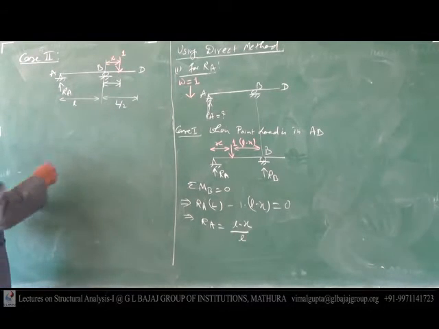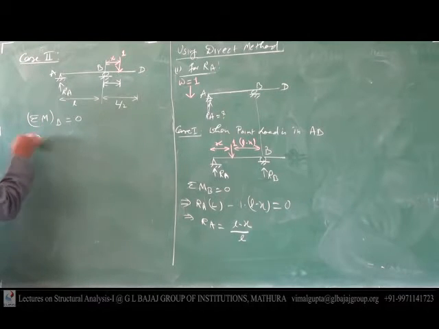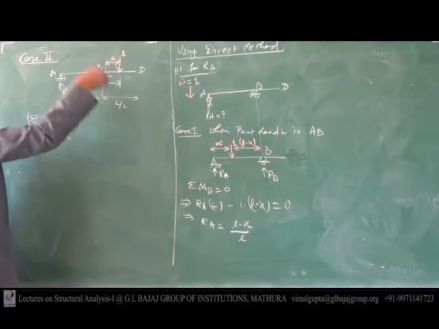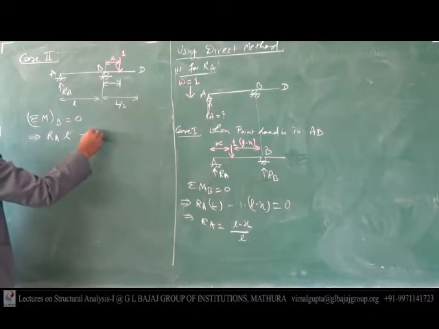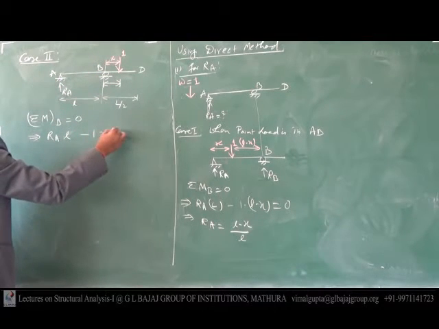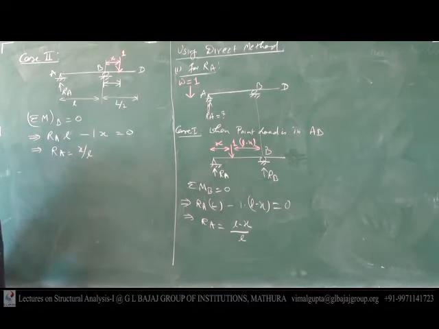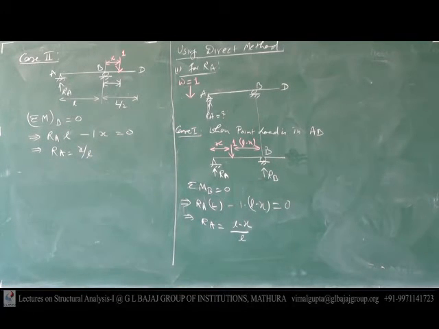So equating sigma m about B equals 0, what you will get? RA into L minus 1 into X equals 0. So the value of RA equals X by L. Got everybody?